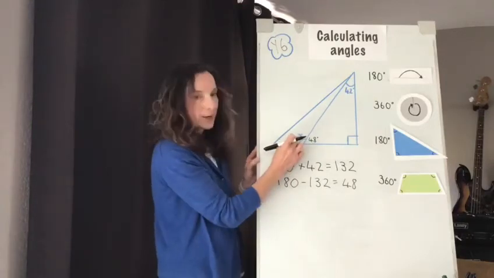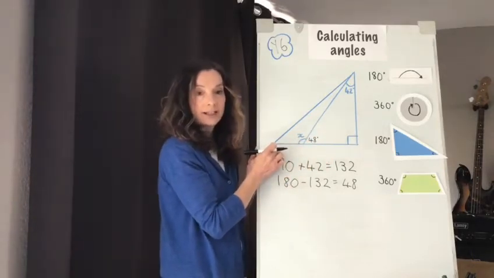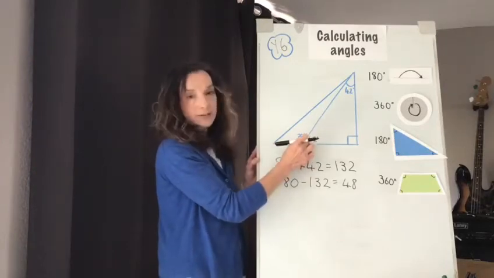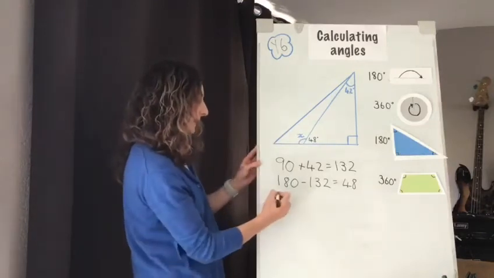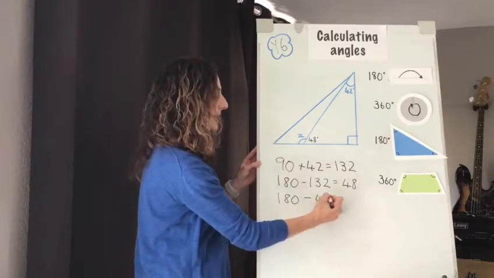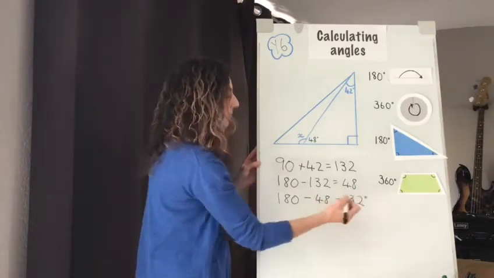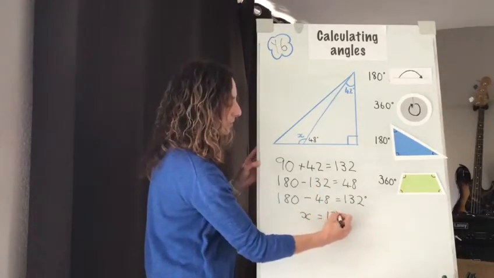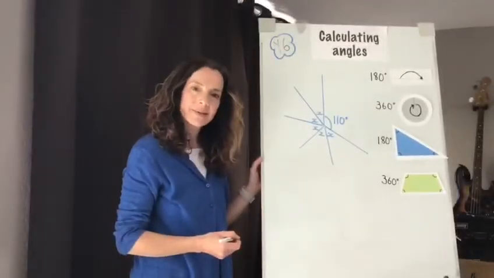Now in order to work out angle X, all we need to do is think about angles on a straight line. We know that they add up to 180. So all we need to do is subtract 48 from 180, and that will give us angle X. So 180 subtract 48, and that gives us 132 degrees. So angle X equals 132 degrees.